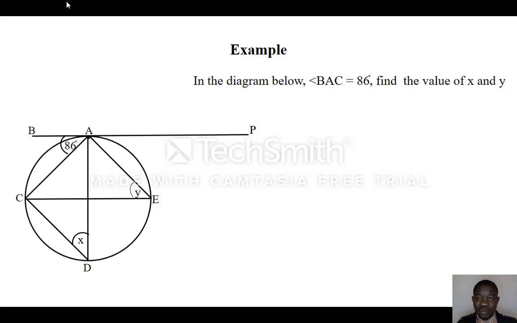Now let's look at this example. We have been asked to find the values of x and y. From this diagram, we can see that angle BAC equals angle ADC. Therefore, x is equal to 86 degrees. Again, angle ADC equals angle AEC. Therefore, we get y equal to 86 degrees.